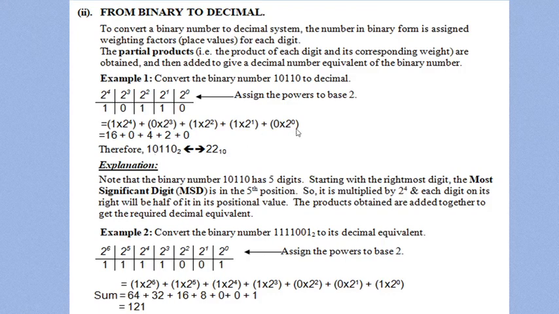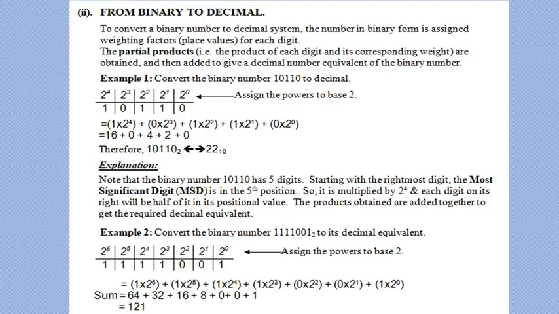Therefore, let's look at the explanation here. Note that the binary number 10110 has 5 digits. The most significant digit, that is the MSD, is in the 5th position. So it is multiplied by 2 raised to power 4, and each digit on its right will be half of it in positional value. The products obtained are added together to get the required decimal equivalent.